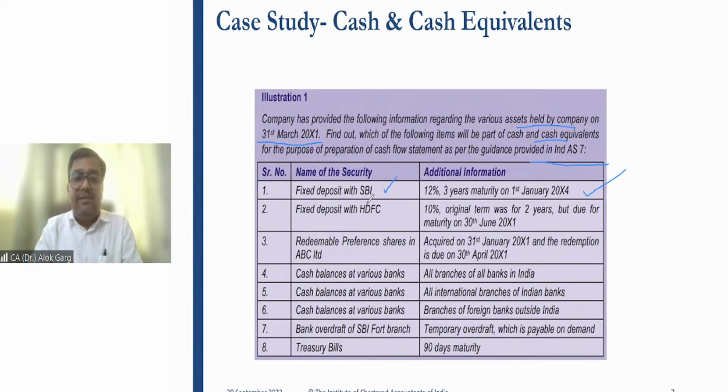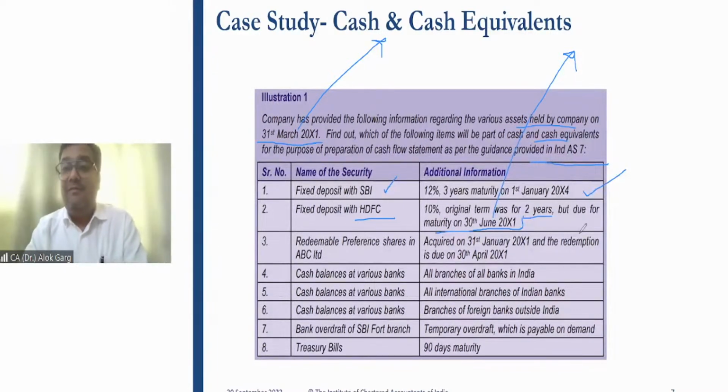Number two, fixed deposit with HDFC. Very important question. 10%, original term was 2 years, but due for maturity on 30th June 2001. So the reporting date is 31st March and this date is 30th June, which is 3 months. Is it a cash and cash equivalent? Friends, for cash and cash equivalent, you have to see the 3 months from the original date of deposit. If the original maturity was 3 months, then only it is a cash and cash equivalent.